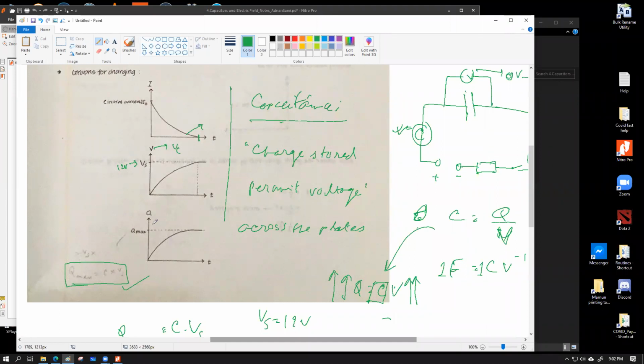EMF rate now. EMF value. Rate means the change of something with respect to time.